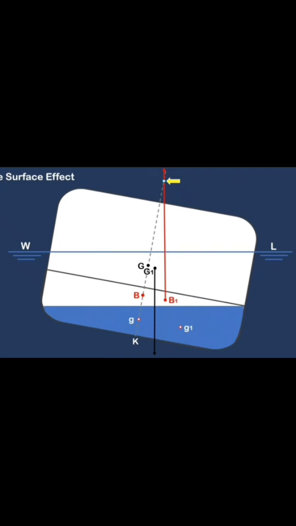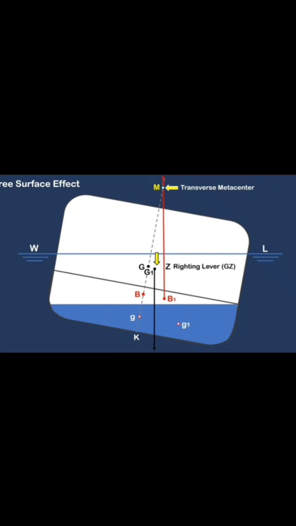Now, the point where the buoyancy force and the ship's center line intersect is called the transverse metacenter, capital M. The horizontal distance between the ship's center of gravity, capital G, and the vertical line of buoyancy force is called the righting lever, GZ, which determines the ability of the ship to return to its upright position when she is tilted. This is supposed to be our righting lever if the water inside the tank is solid and does not move, or if the water is in solid form or frozen.